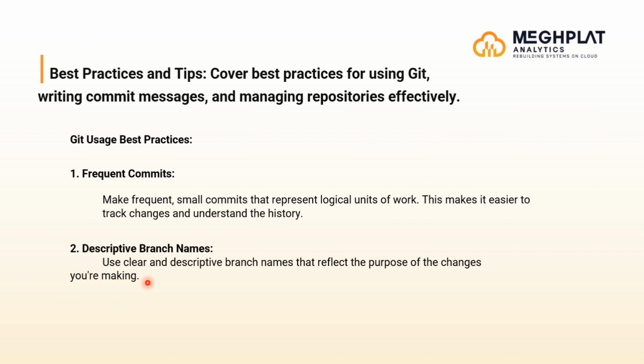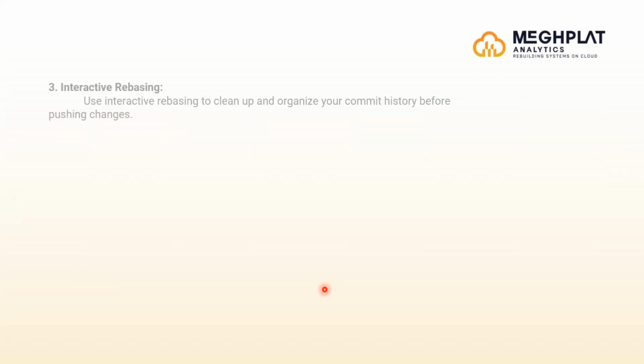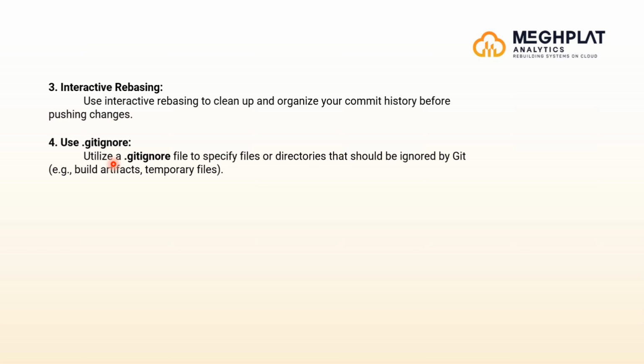Then the descriptive branch names. We need to use clear and descriptive branch names that reflect the purpose of the changes we are doing. The third one is interactive rebasing. Use interactive rebasing to clean up and organize our commit history before pushing changes. Then use .gitignore. We need to utilize a .gitignore file to specify files or directories that should be ignored by Git.